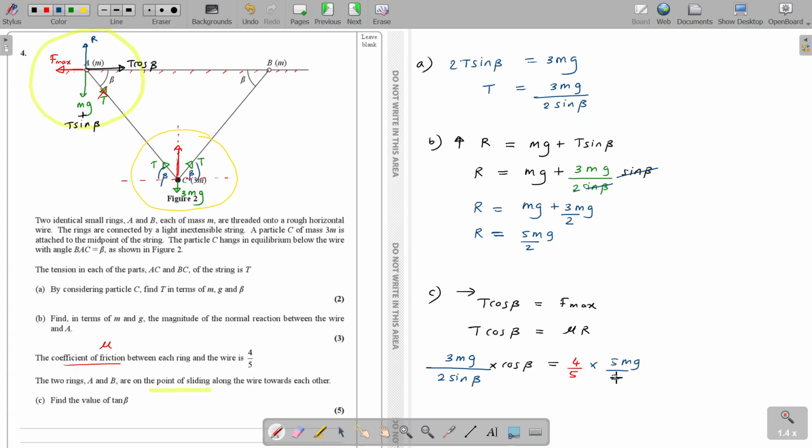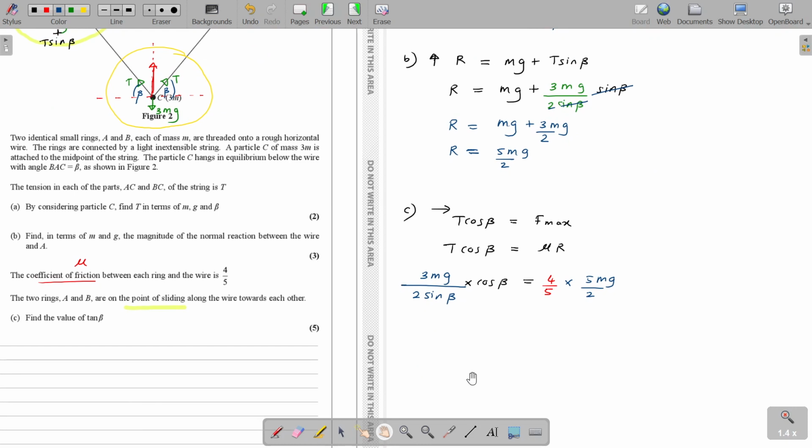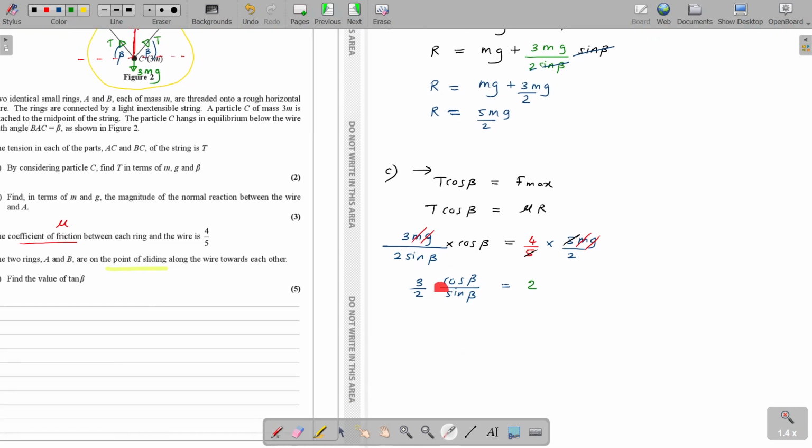Can you see? Okay, so now it's a matter of simplifying and getting the answer. So shall I cancel off the mg? Both the sides I have a mg. So I get here 3 over 2 cos beta over sine beta. Can I cancel off 5 and 5, right? And 4 and 2 cancels out to give 4 divided by 2 is a 2. Then shall I get cos over sine? I mean sine over cos is tan, not cos over sine.